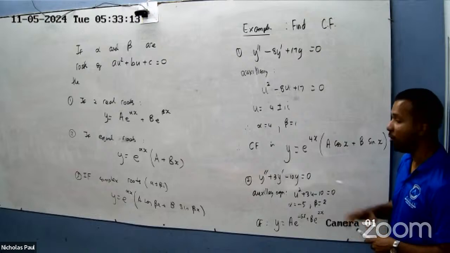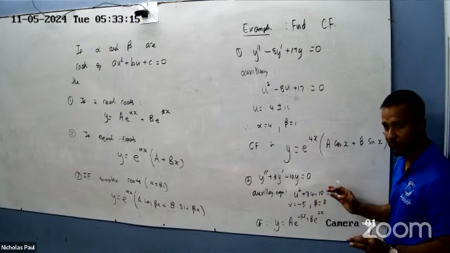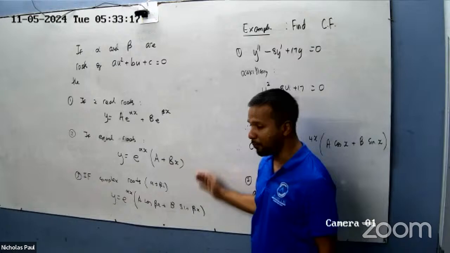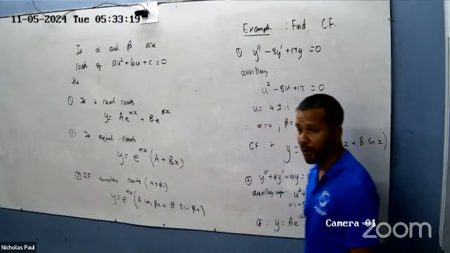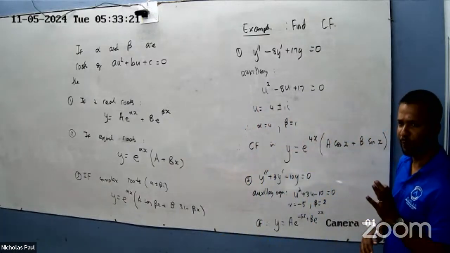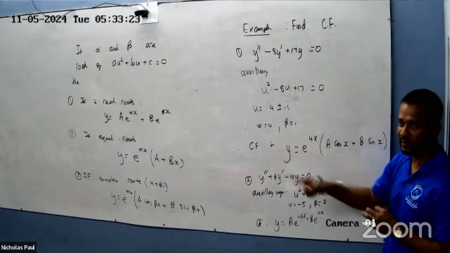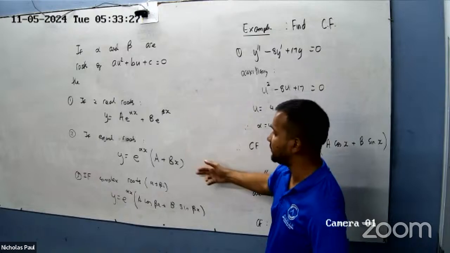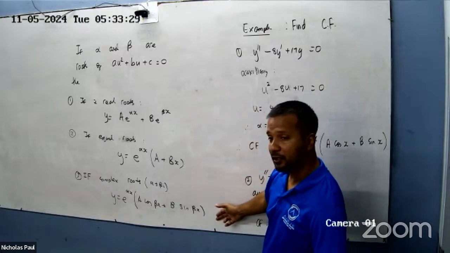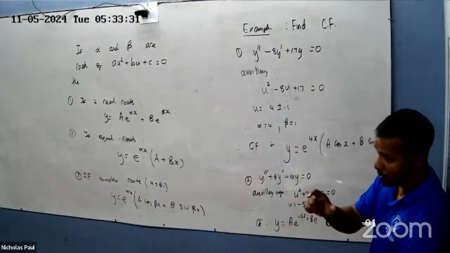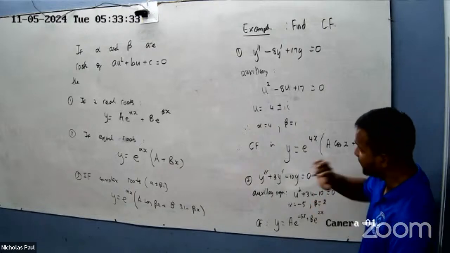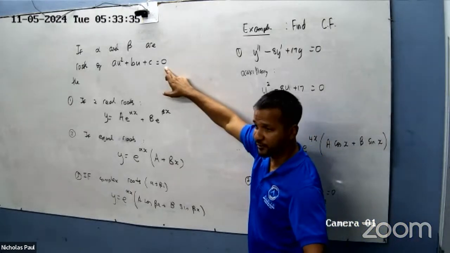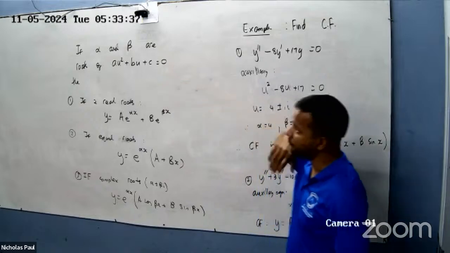Okay, so when it's equal to 0, easy, right? The only problem is you have to remember the three possible complementary functions: two real roots, equal roots, and complex roots. Now we're going to change it to non-homogeneous, right? How will we handle that?